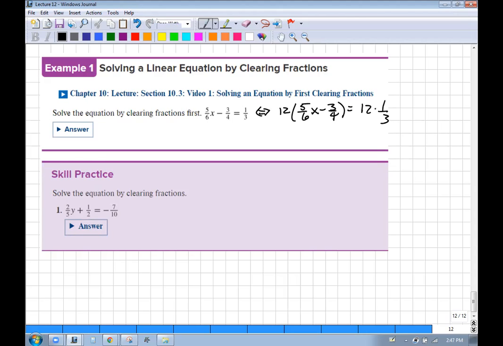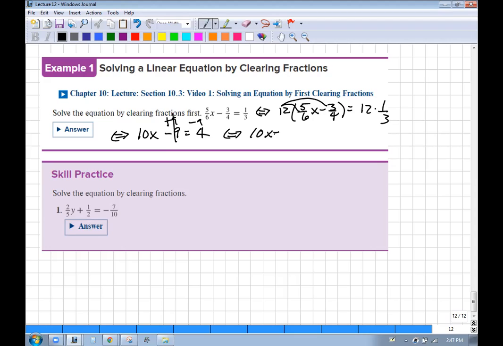All right, let's look and see what happened. 12/6 is 2 times 5 is 10. 12/4 is 3 times 3 is 9. Then 12/3 is 4. Boom. The exact same equation. I just made everything 12 times bigger. So now we'll add 9 to both sides.